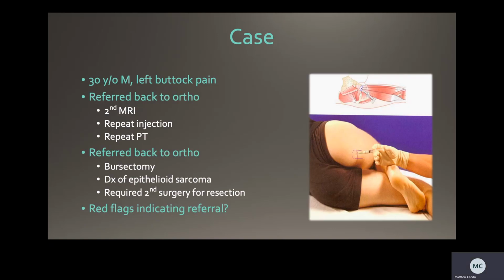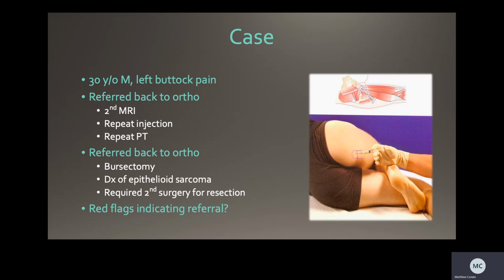So they referred him back to ortho. Hey, we're not doing anything. Can you get a second MRI or can you do something else for him? Sure, no problem. They repeat the MRI, they repeat the injection, and send him back to PT. He's doing a lot better. PT does the same stuff for another 10 visits over 6 to 8 weeks. He's getting worse again, so they send him right back to ortho. So ortho goes in and they do a bursectomy.